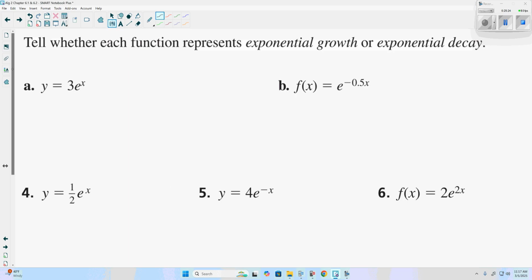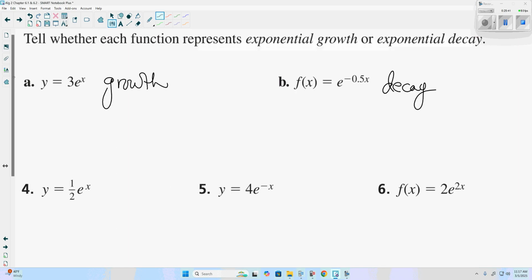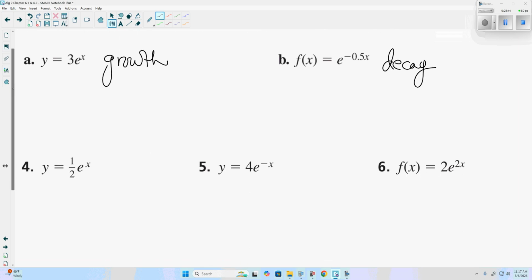So if we look at the first one, y equals 3 to the, is the exponent positive or negative? Positive, so it is growth. f of x equals e to the negative 0.5x would be decay. That exponent's negative. The next one indeed would be growth. Yes. 5 would be decay. And 2e to the 2x would indeed be growth.